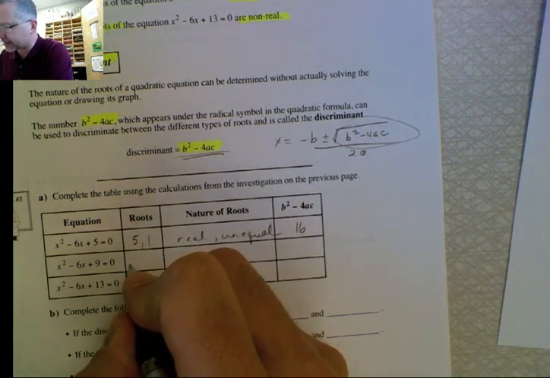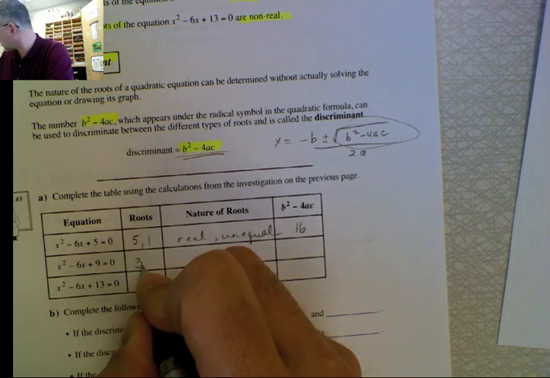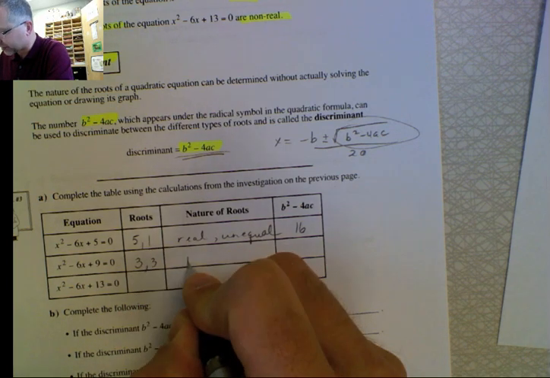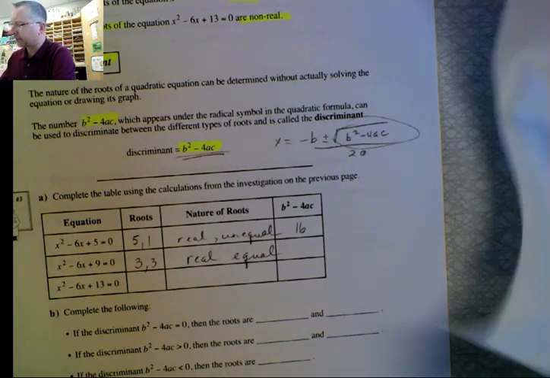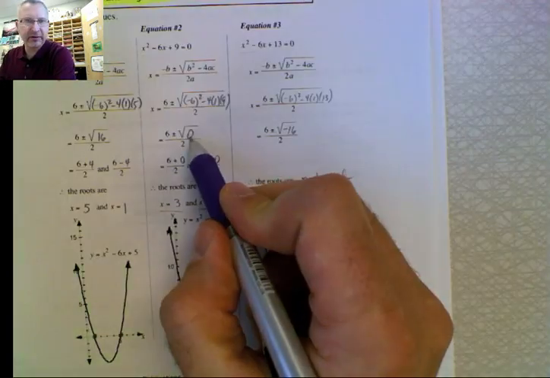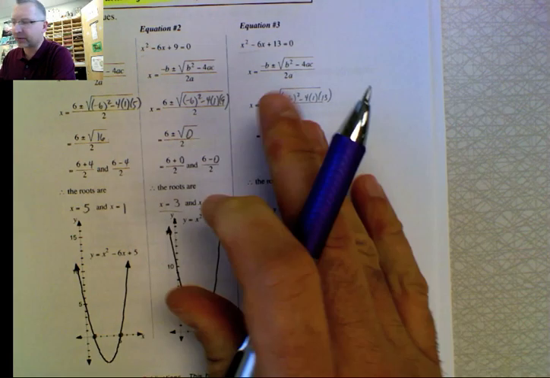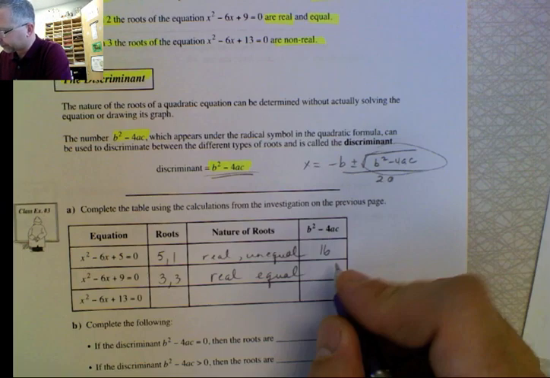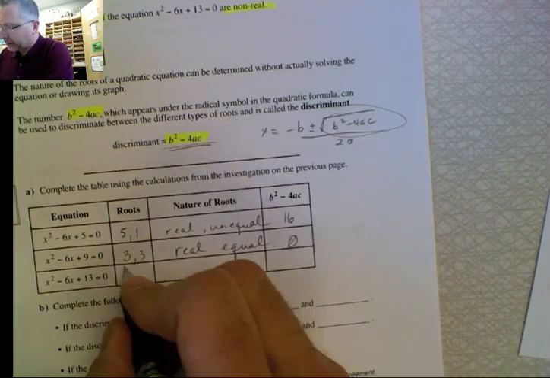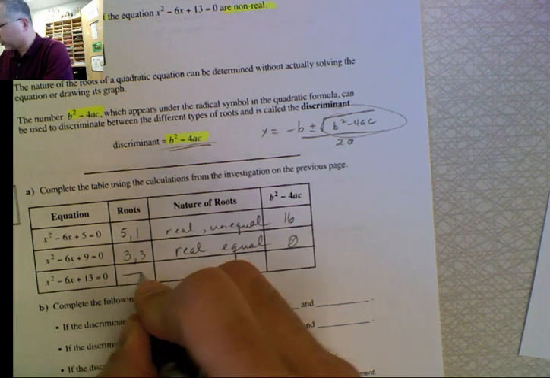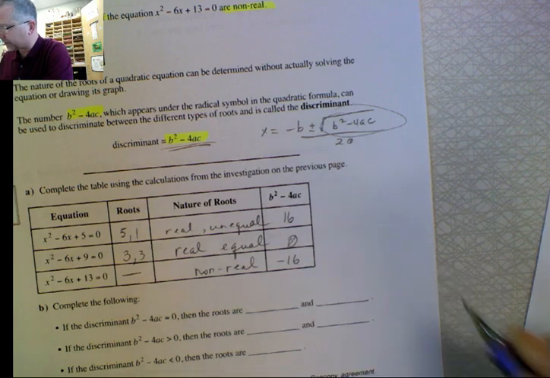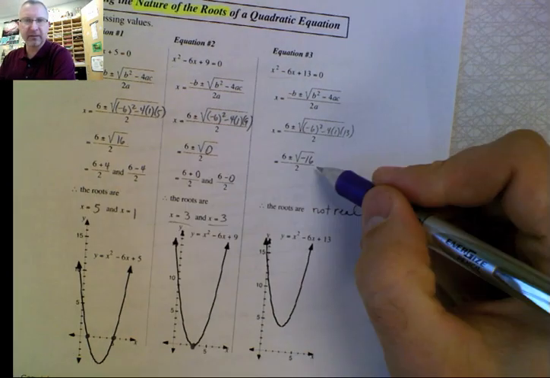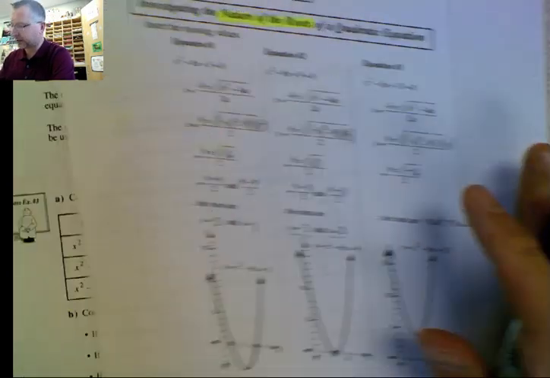If we look at the second graph, it had two x-intercepts that were the same. They were real and equal. And if we look at the discriminant value there, the discriminant was what was under the radical sign. It was 0. And in the third case, we had no roots. They were non-real, and we had negative 16 in our discriminant. That was the value underneath the radical sign.